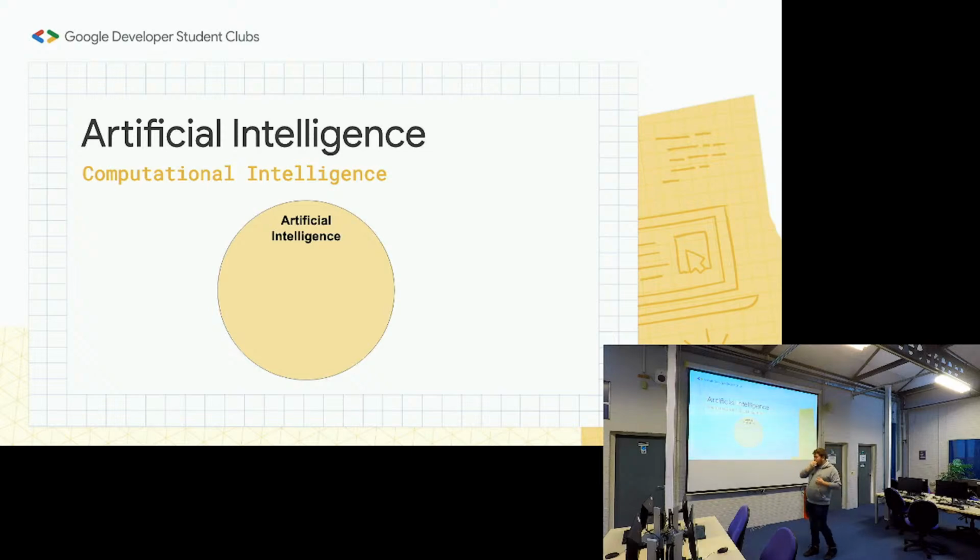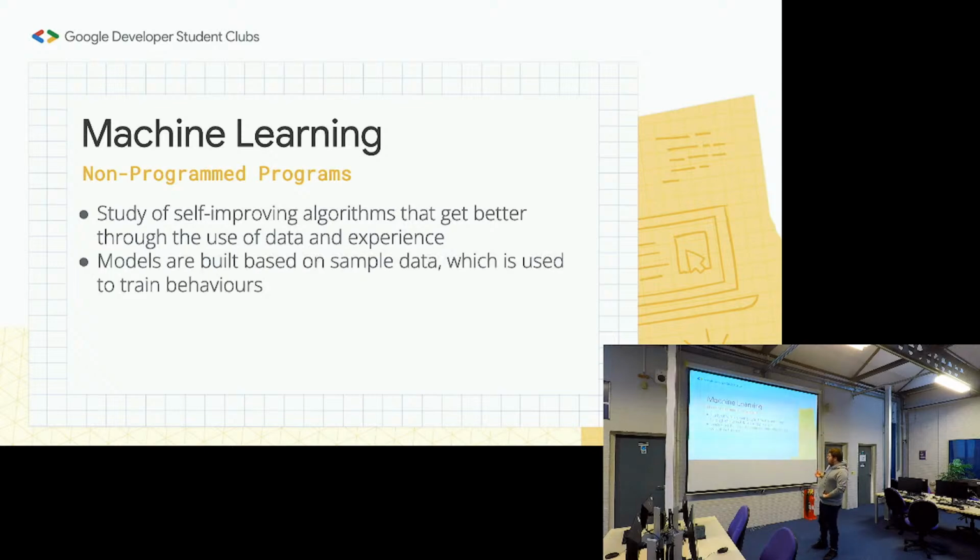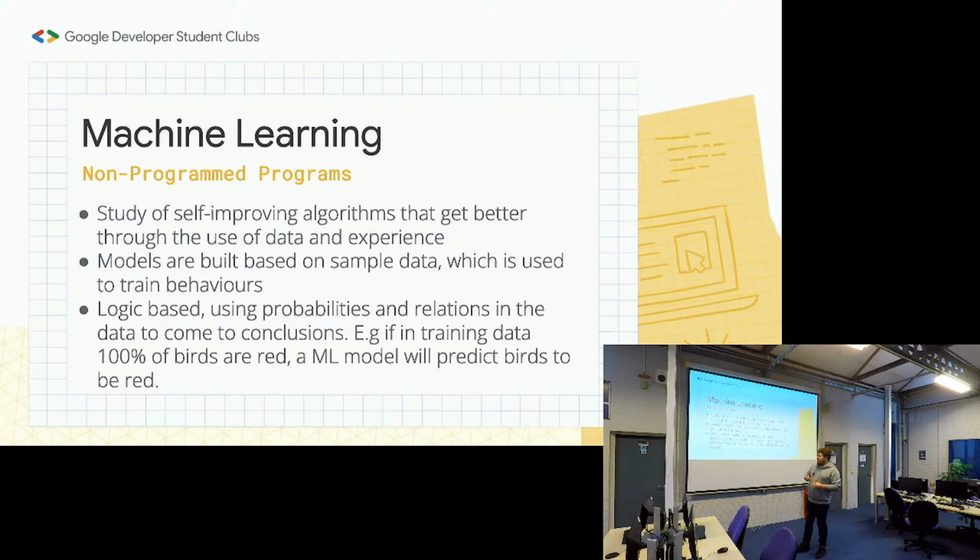Sam? So machine learning, or non-programmed programs, as some people call it, is the study of self-improving algorithms that use data and their own experience to get better over time. Next slide, please. So models using machine learning are built on sample data, which is used to then train wanted behavior through essentially telling the model if it's right or not. Next slide. And so it's logic-based. It tends to use probability and relations within the data to come to conclusions.